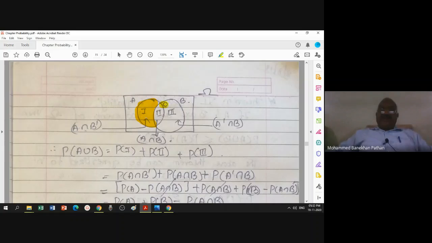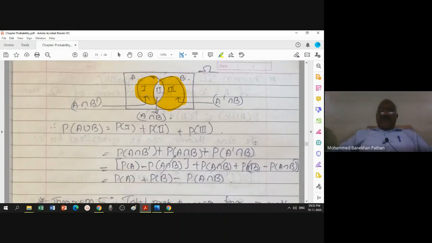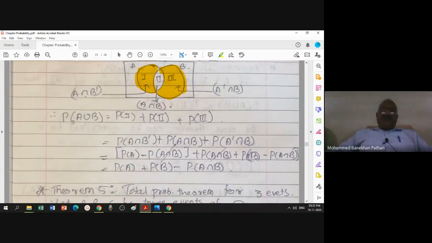Similarly, you can see this is a part of B but not a complete B, labeled as the third part. How to write this by set notation? It is the element of B common with outside A. So I write the third part as A dash intersection B, and the first part as A common B dash. And the middle, everybody can understand, is the common part between A and B. So now I want to develop probability of A union B.